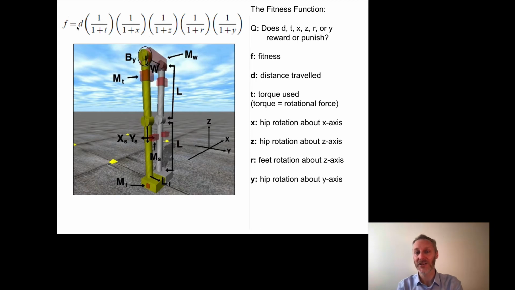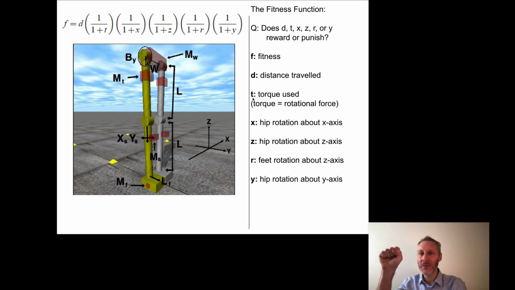So all of these terms here are meant to minimize or penalize various forms of silly walks. We started this lecture by pointing out that there's almost an infinite number of ways that a biped can walk. We're looking for anthropomorphic walking like a human being. Okay, there's another one here, 1 over 1 plus r. This is feet rotation about the z-axis, so they also don't want feet that are twisting about too much. The final one is 1 over 1 plus t, which is the one that we just talked about.